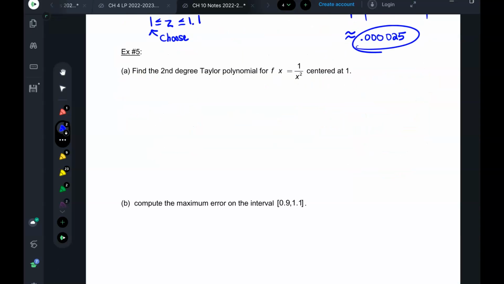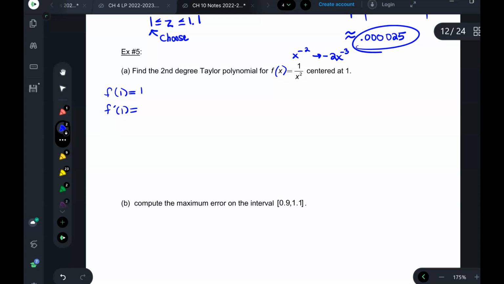Okay, let's do this one. This one is only second degree. So f of 1 equals 1. F prime of 1 is going to equal -1 over 2. Remember, that's x to the -2, so it'll be -2x to the -3. Since it's 1, it'll be -2. And then do another derivative.